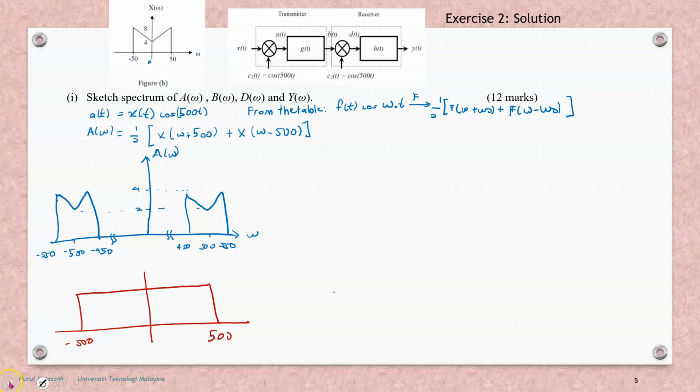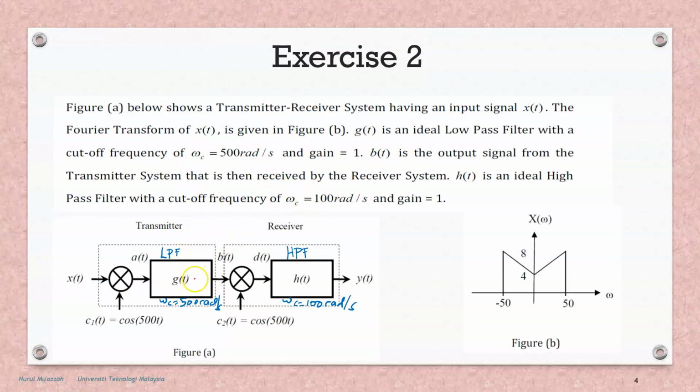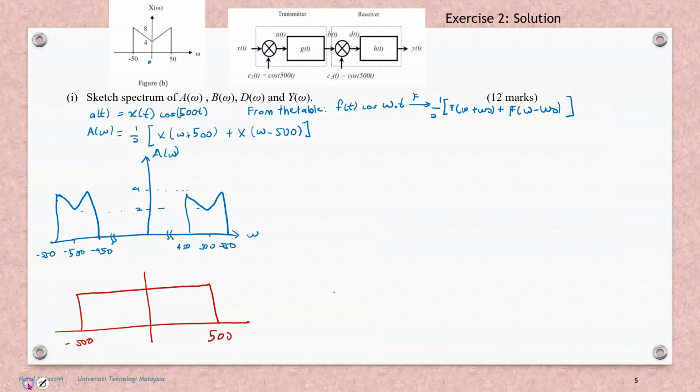So refer back to the question. G(t) is given as an ideal low pass filter with a cutoff frequency of omega c equal to 500 radian per second and gain equal to 1. It means that the amplitude is equal to 1. So this is G omega, the spectrum of G(t). A omega will go through G omega. If you compare the frequency here, the signals will be truncated at 500, so only signals from negative 500 to 500 will go through this low pass filter.